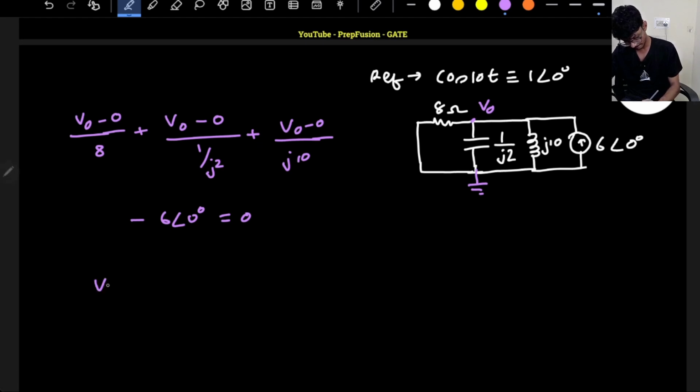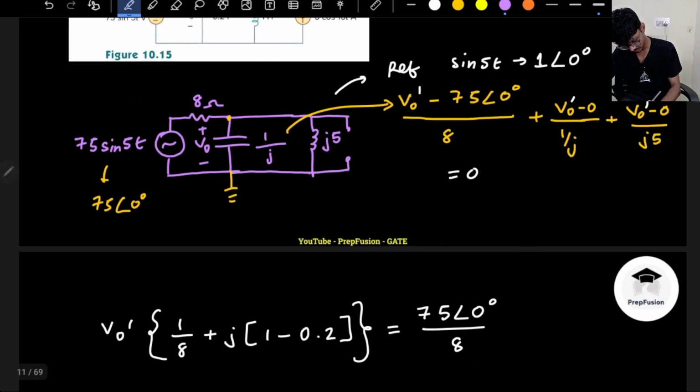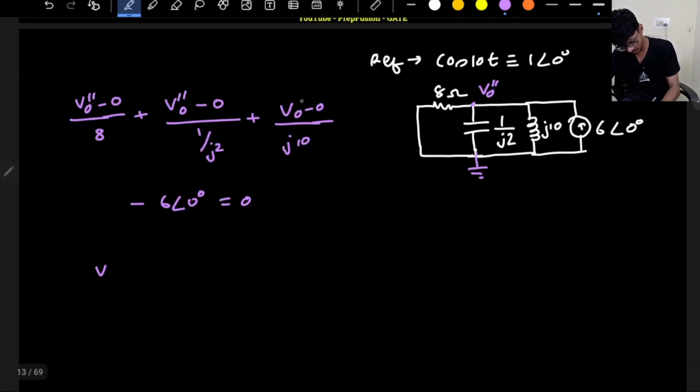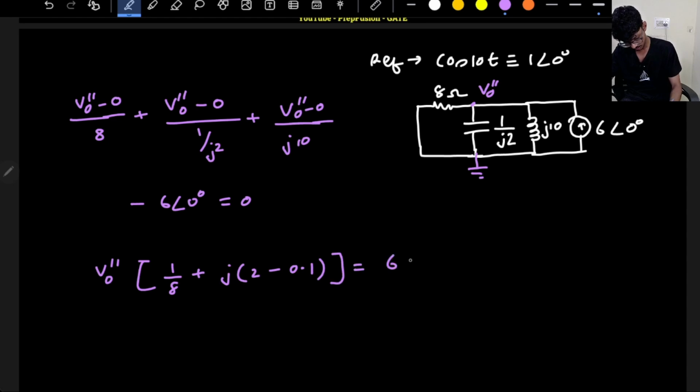So this is VO double dash. Previously it was VO dash. Why double dash? Because I'm calculating with respect to the current source. Ultimately I will add the two up, because I can use the superposition principle. So VO double dash times, what is this, basically 1 by 8 plus j2 minus j0.1, equals 6 angle 0.